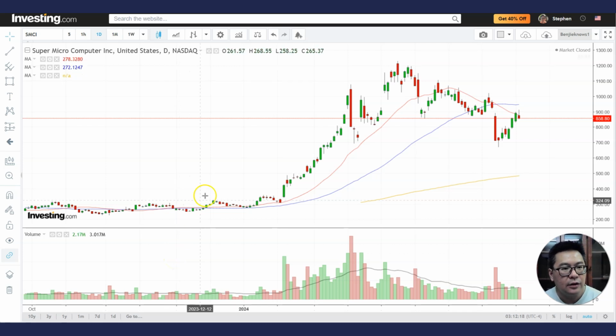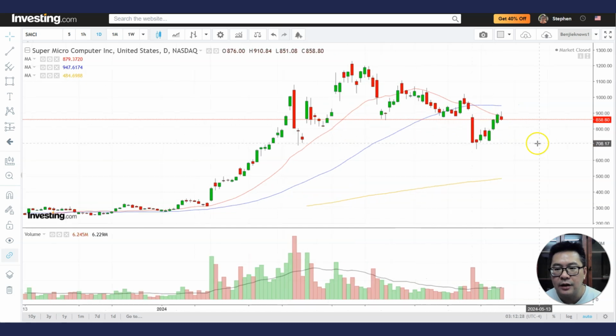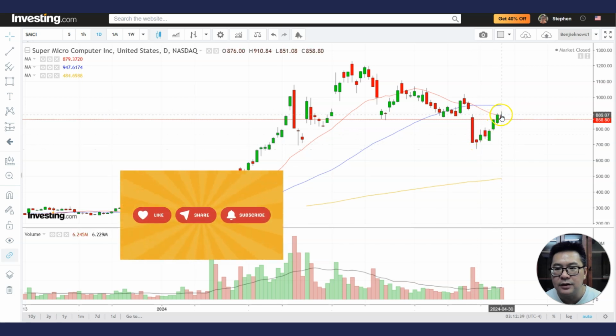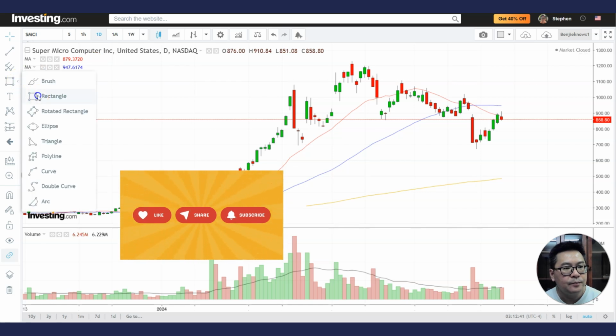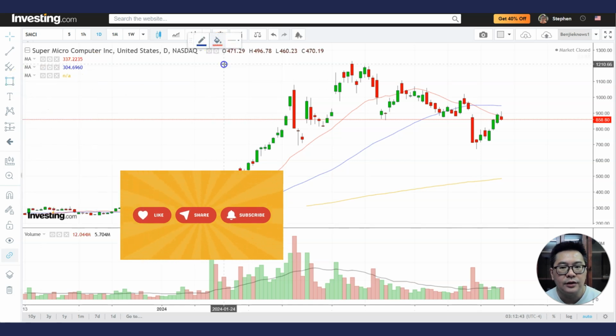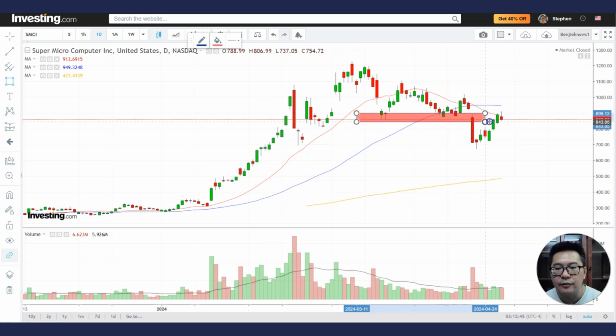Let's continue to take a look at Super Micro Computer, SMCI. Now the stock actually had a very bad sell-off here as it broke below this support area. Later I'll tell you why this was a strong support area and why the stock had a nasty sell-off. But the day after that it had a bottoming tail and thus a very nice rise here. But currently the stock actually is at a resistance area.